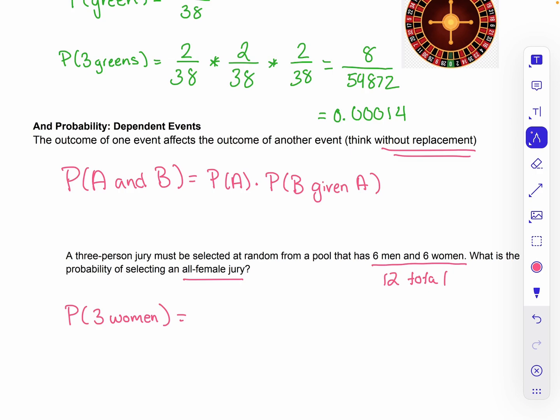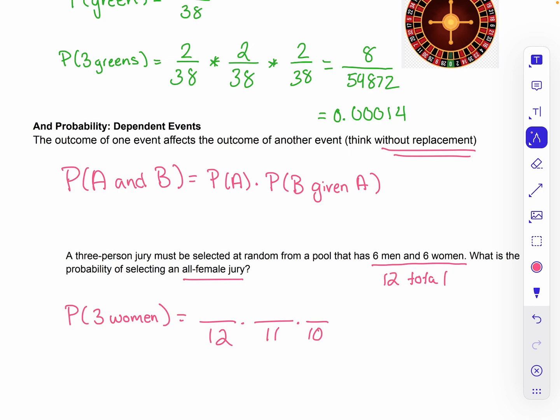is I'm looking in that first case, the first event, there were 12 people to choose from. But then we've picked a person. So the next person I pick out, there are only 11 people left to pick from. And then, okay, great, I picked another person. So now I only have 10 people left to pick from. So I've sort of removed a bunch of the possible people that I could end up selecting.